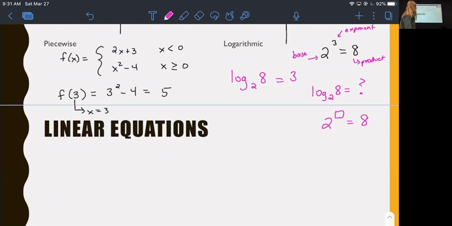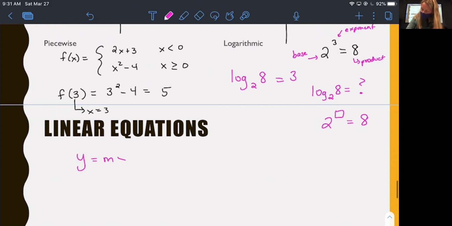All right, linear equations we've already talked about briefly. y equals mx plus b. You will need to know how to find slope, you will need to know how to find intercept, and you will need to know how to write the equation for a line. So, slope.